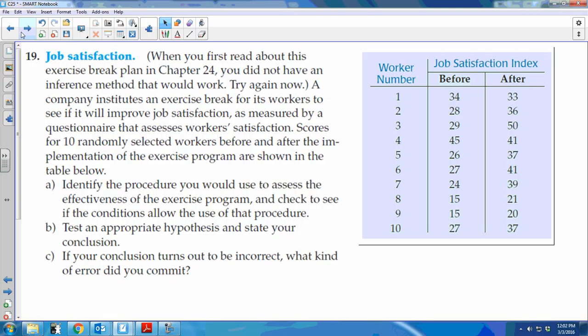Next condition, independence. Can we assume each worker is independent of the other? You could assume that. It says the 10 are randomly selected workers. So randomness has been employed. 10%: are these 10 workers less than 10% of the workers at the company? We're going to assume so, probably, right? It's a decent sized company, that shouldn't be a problem. And the last one is your nearly normal condition. How am I going to check that? What do I have to do to check that?